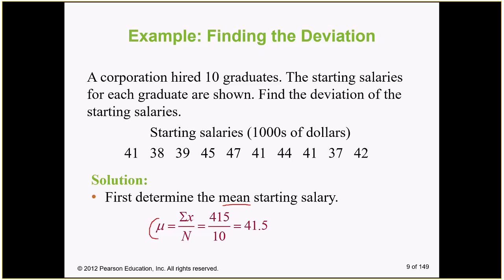So remember, this is the symbol for mean. And then you remember our friend sigma? Sigma saying add every single value up and then divide by n. So if I add 41 plus 38 plus 39 plus 45 plus 47 plus 41 plus 44 plus 41 plus 37 plus 42, what I am going to get is 415. So that's my sum of my different salaries, but I'm not done yet. To find the mean, I still have to divide by n.